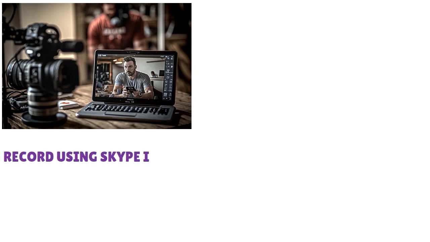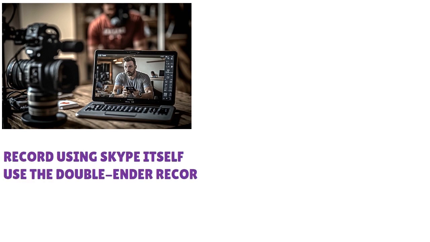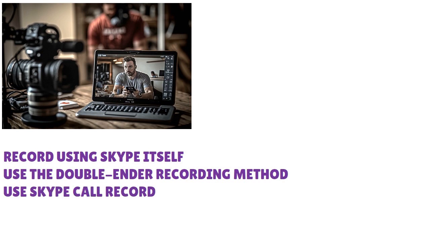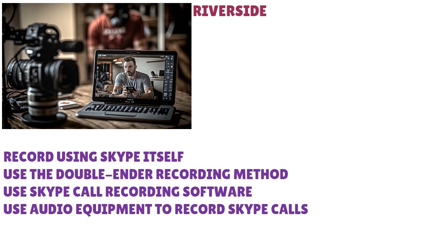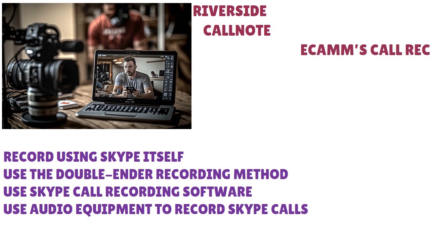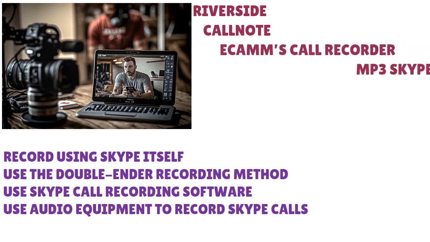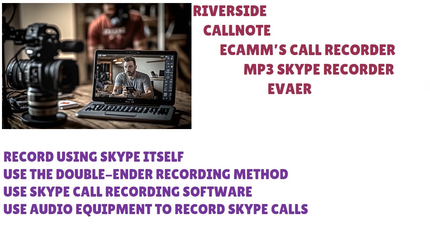And one thing I want to say here is that you have all kinds of possibilities in terms of what will work. If you remember, I gave you 4 methods for you to actually record Skype calls. You can record using Skype itself. You can use the double-ender recording method. You can use the Skype call recording software, or you can use audio equipment to record Skype calls. And the Skype call recording software, I gave you a couple of them. You have Riverside, you have Call Note, you have Ecamm's call recorder, you have MP3 Skype recorder, you have Eva Air. The question is which one is right for you.